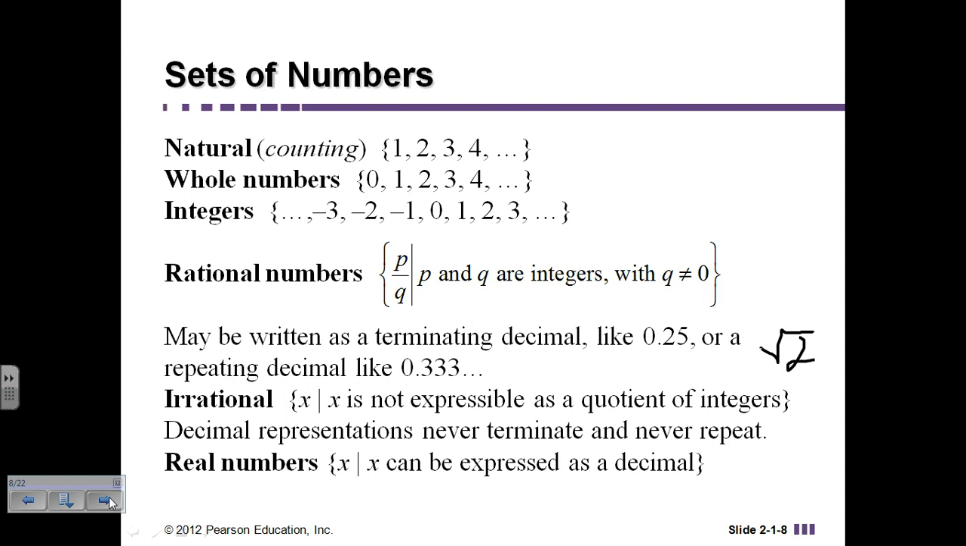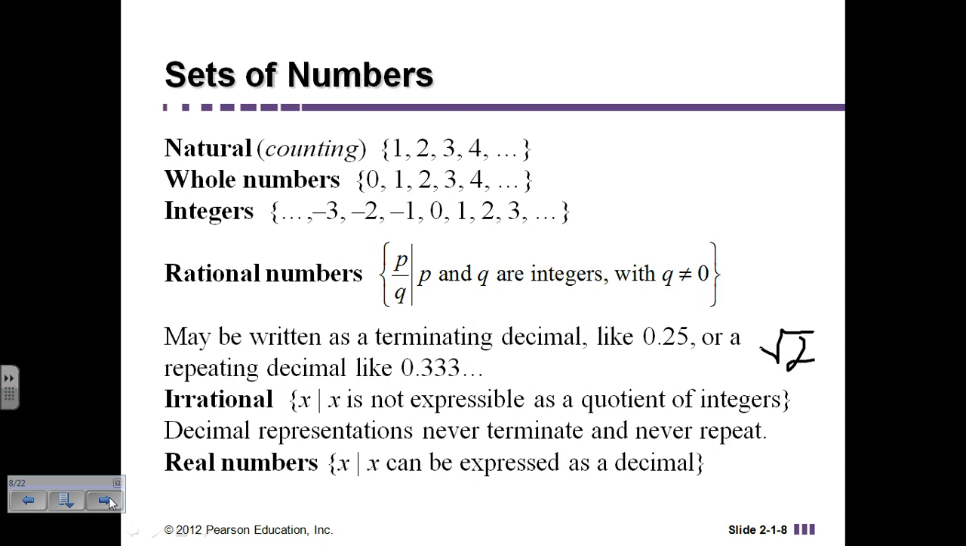Integers are all whole numbers and their opposites or their negatives. For example, negative 1, 2, 3, and 4, or positive 1, 2, 3, and 4. Integers do not include decimals, only whole numbers or natural numbers or their negatives.